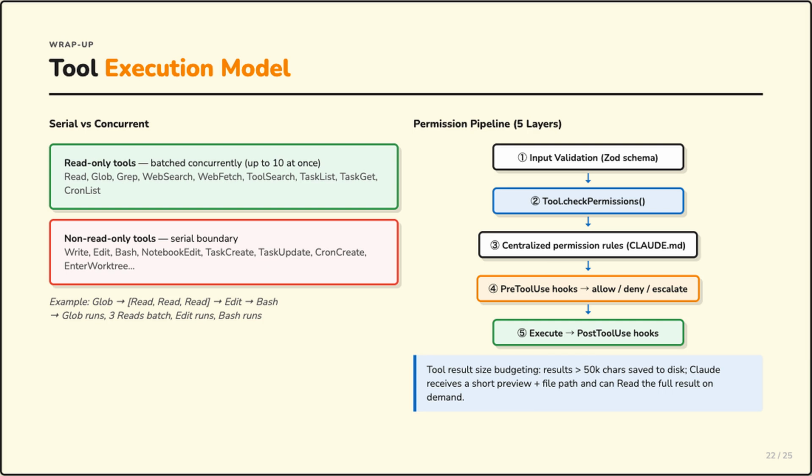The permission pipeline has 5 layers. Input validation via the Zod schema, the tool's own permission logic, centralized rules from CLAUDE.md, pre-tool use hooks that can allow, deny, or escalate to the user, and finally, execution, followed by post-tool use hooks. Large tool results over 50,000 characters are saved to disk, with a short preview and file path returned to Claude.